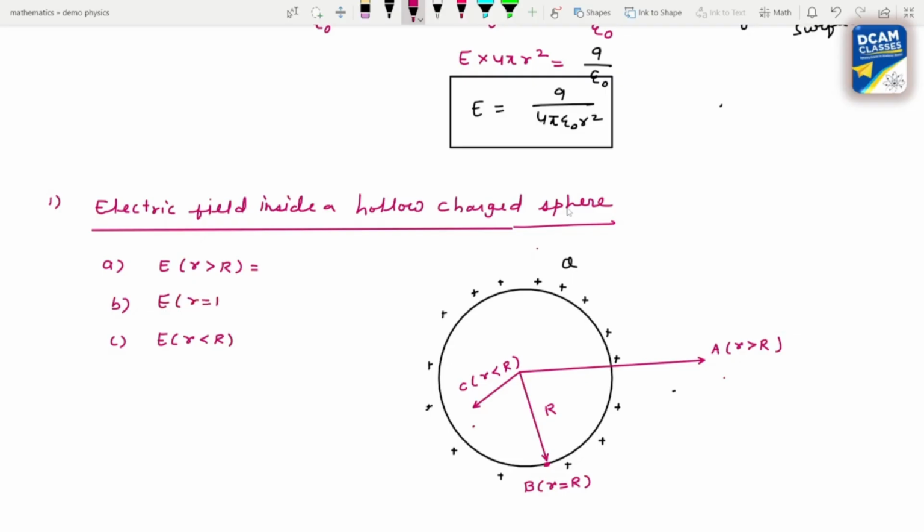Correct. And if it is equal to R, then it is going to be KQ by capital R square. And if it is greater than R, then it will be KQ by small r square. Yes.